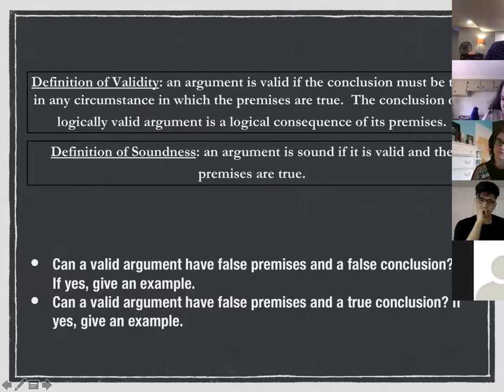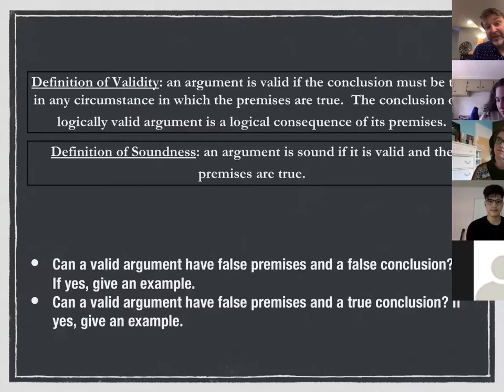Well, again, validity is just the idea that the conclusion must be true in any circumstances in which the premises are true. Or to put it another way, if the premises are true, then the conclusion must be true.